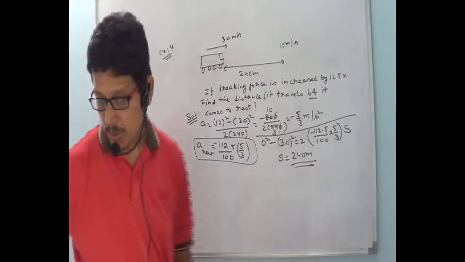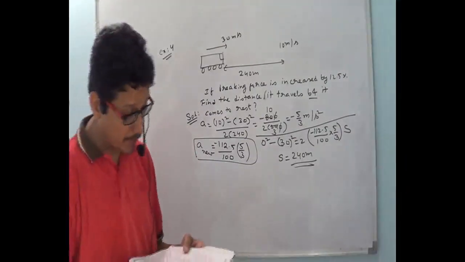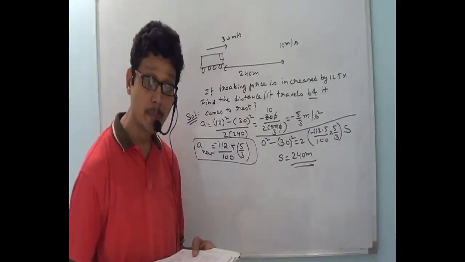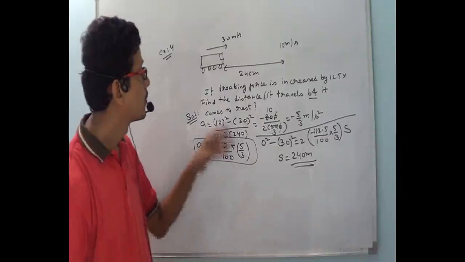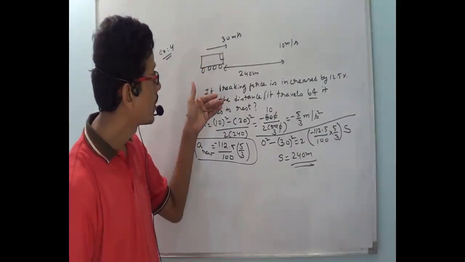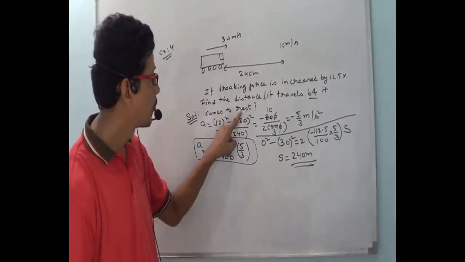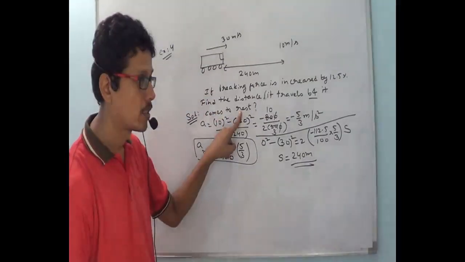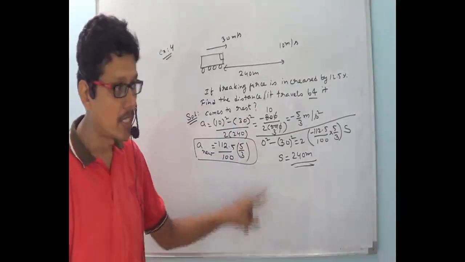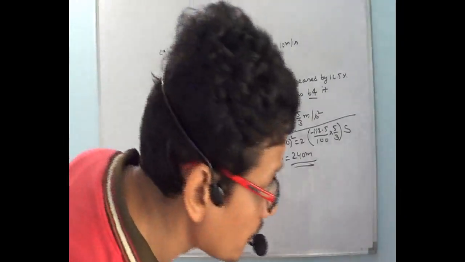And here the question is asked like this. If the braking force is increased by 12.5% in the beginning, so here he applied extra force. Now, what is the distance traveled before it comes to rest? Before it comes to rest, what is the final speed? Final speed is zero, na?